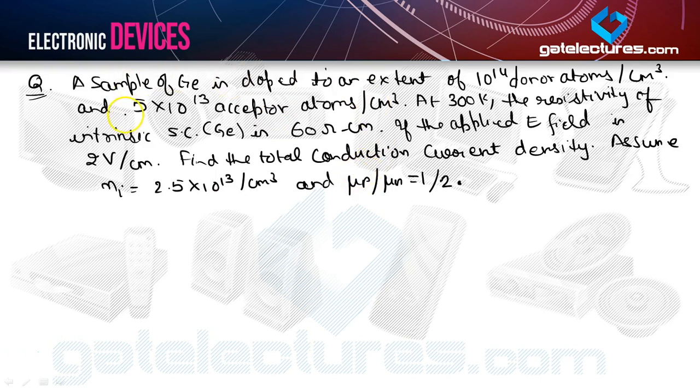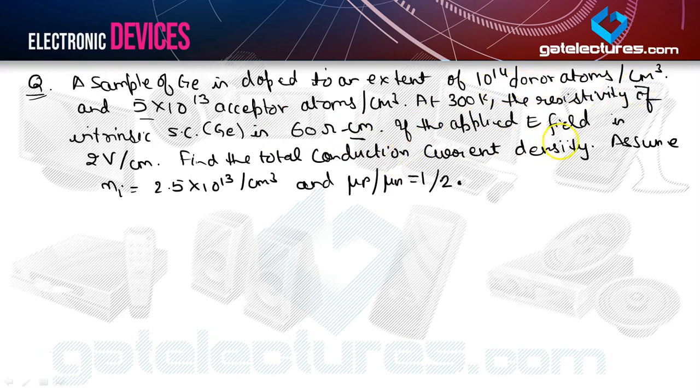The question says a sample of germanium is doped to an extent of 10 to the power 14 donor atoms per centimeter cube and 5 into 10 to the power 13 acceptor atoms per centimeter cube. Okay, so it is important to note down that the semiconductor is doped with both donor and acceptor impurities. At 300 Kelvin, the resistivity of intrinsic semiconductor germanium is 60 ohm centimeter. Be careful with the units, everything is given in centimeters.